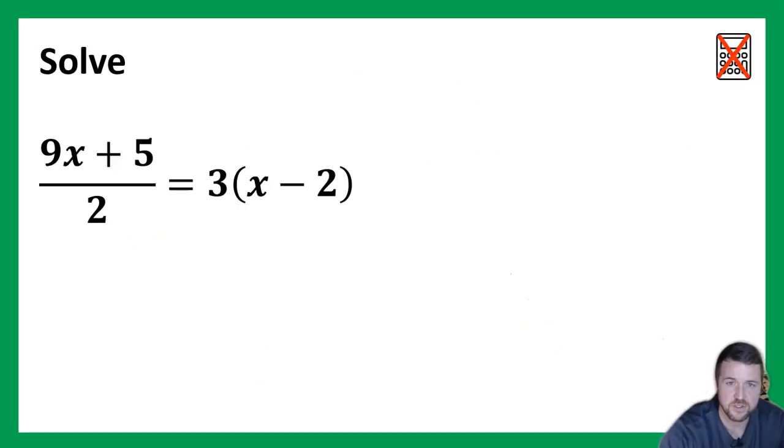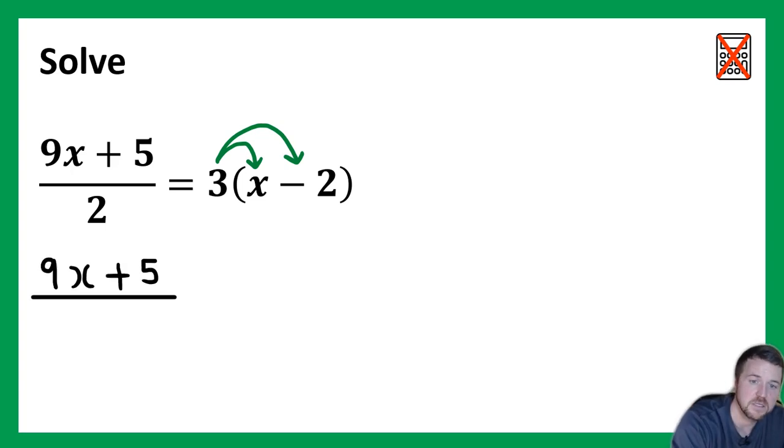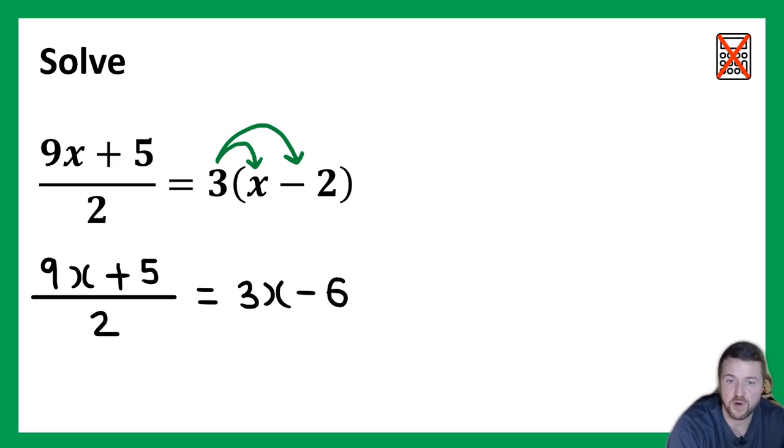On to the advanced question, one of the trickier questions that you're likely to see in your exam. Similar to the question before, we can start by removing the bracket by expanding. Rewrite the equation with this step completed. 9x plus 5 over 2 on the left-hand side is equal to 3x minus 6 on the right-hand side. If you have a denominator or a fraction, you can eliminate this by applying the inverse operation.